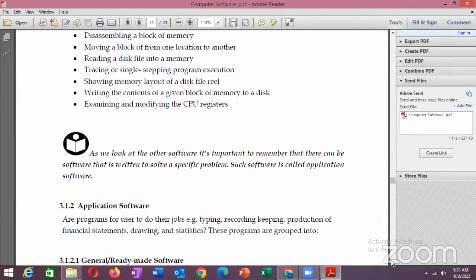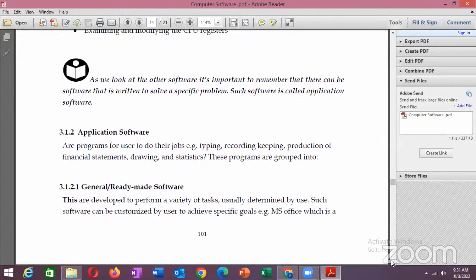So as we look at the other software, it's important to remember that there can be software that is written to solve a specific problem. Such software is called application software. So now we look at what we call application software.